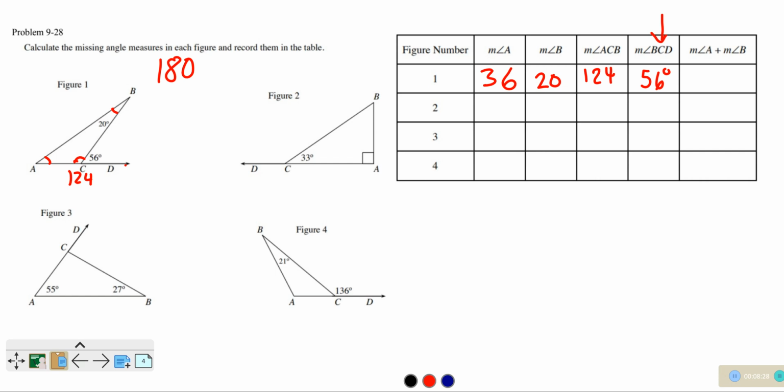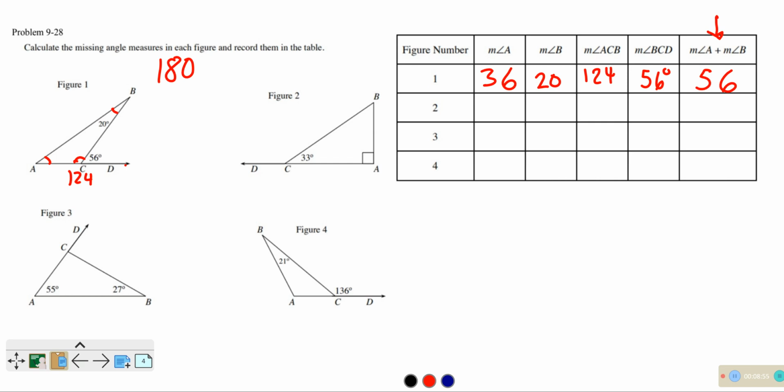Now, I notice there's one more column over here, and this column is angle A plus angle B. Well, 36 plus 20 is 56. Okay? We are looking for a pattern because by going through all this work, we are going to discover a pattern.